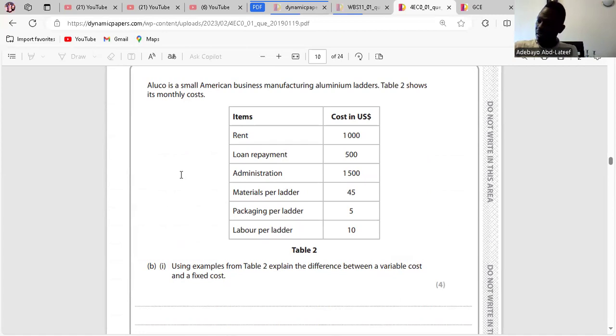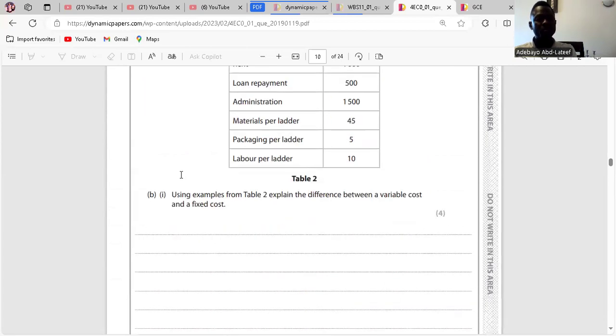And fixed costs are costs that do not change as the level of output changes. An example here is rent. Clear? Is it clear, please? Yes. I hope you're not changing what you did. No. Okay, so we'll move on.